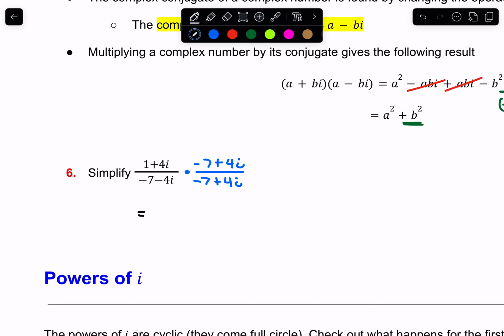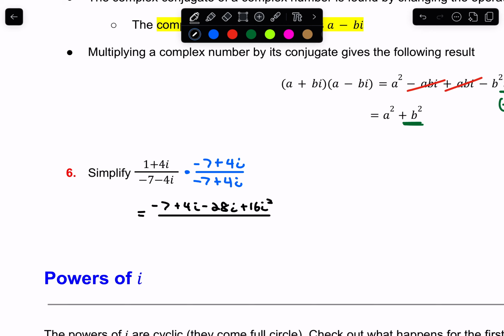In the numerator, there's no shortcut. We have to multiply it out. So we do 1 times negative 7 is negative 7. 1 times 4i is 4i. 4i times negative 7 is negative 28i. And 4i times 4i is 16i squared.